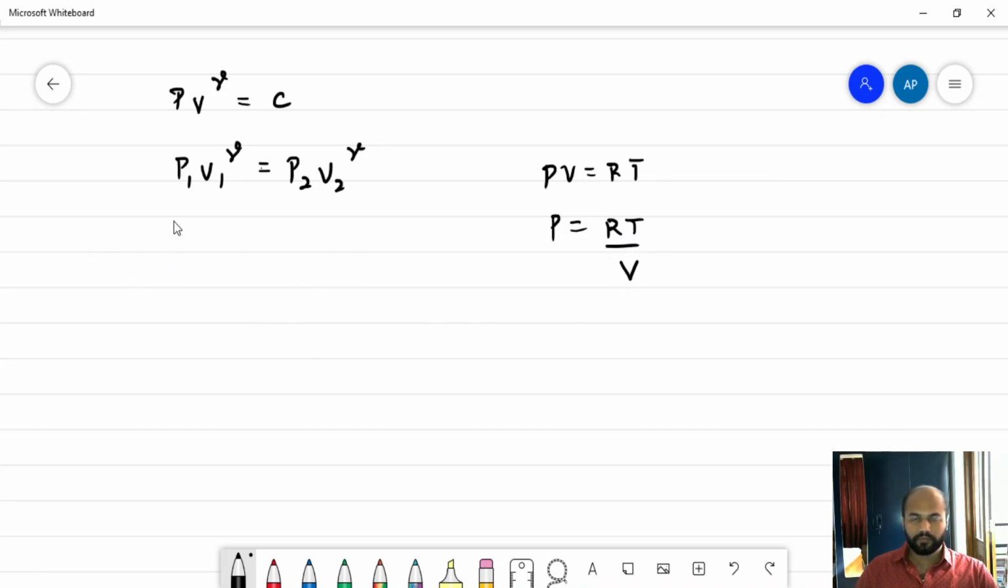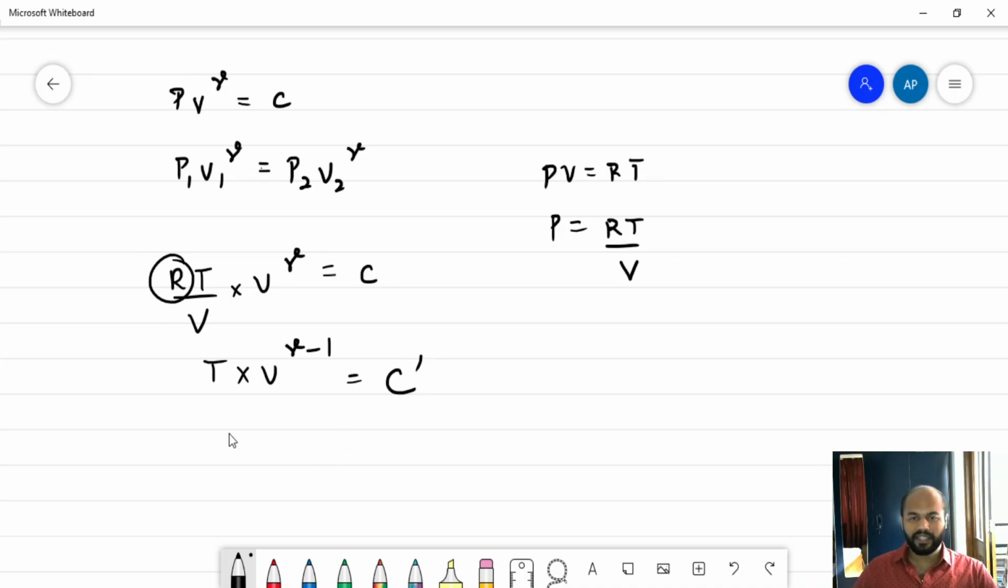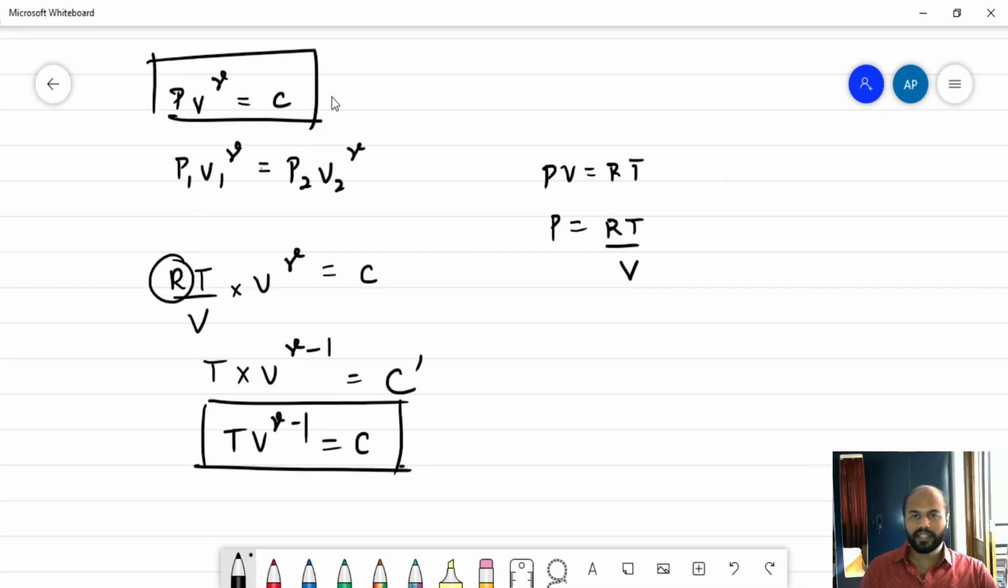So here if I write RT by V into V raised to gamma is equal to some constant, then this can be written as T into V raised to gamma minus 1 is equal to constant, because this R can be transferred on the other side and we can write it as some C dash. So further it becomes anyways a constant. So we can write TV raised to gamma minus 1 is equal to some constant. This is another relation that is used. So this is the first relation, this is the second relation.